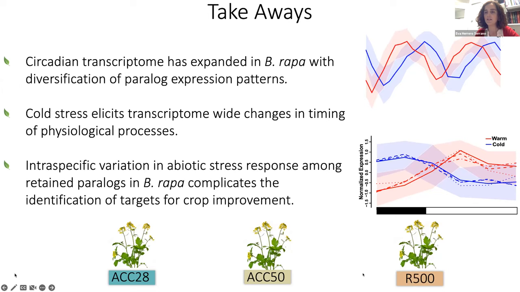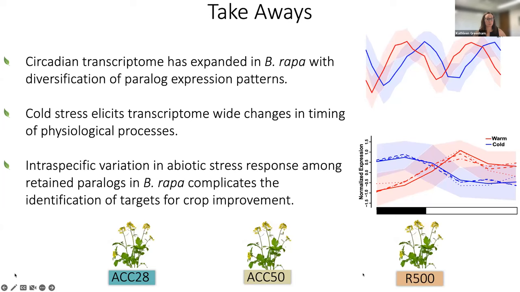Yeah, it's a good question. So in our eLife paper, we asked whether those expression profiles have diverged. So we built gene regulatory networks and compared them to Arabidopsis, and we were able to identify one copy that was more similar to the Arabidopsis based on expression pattern.